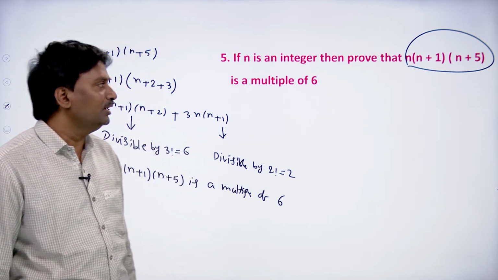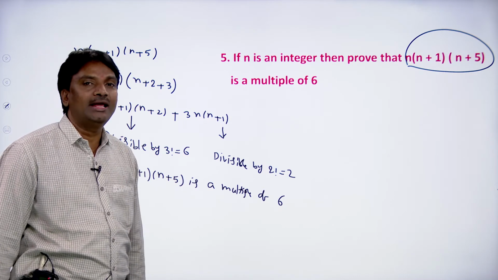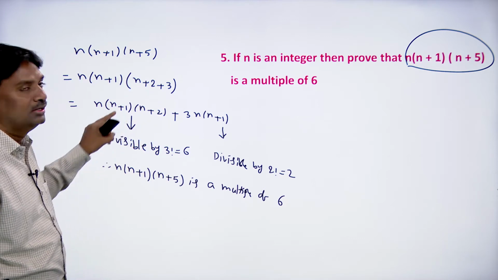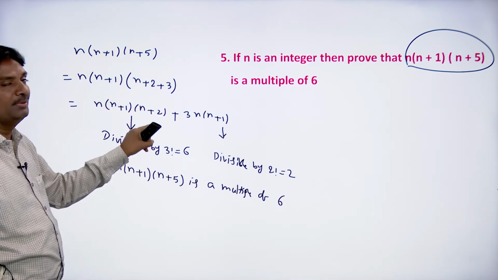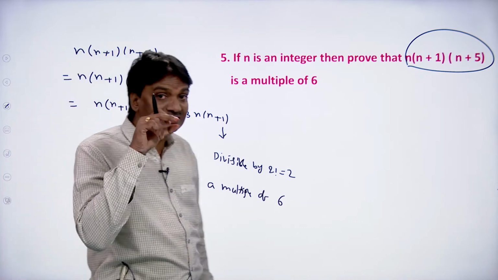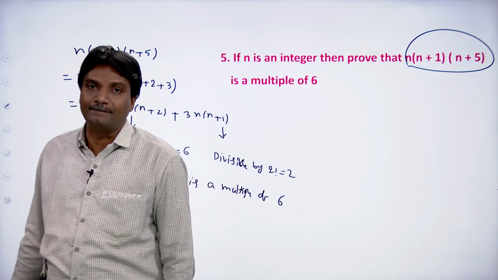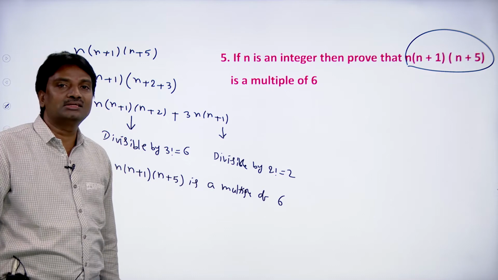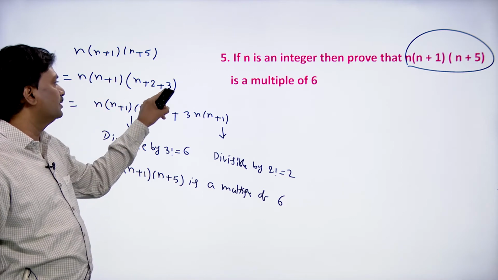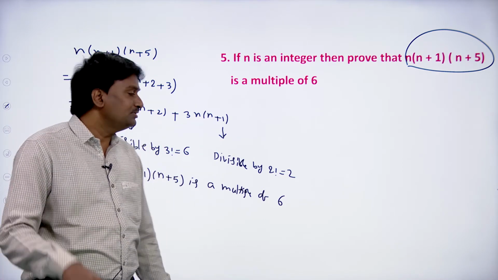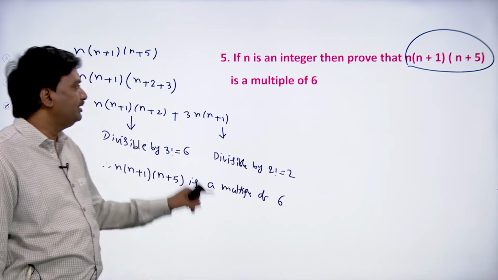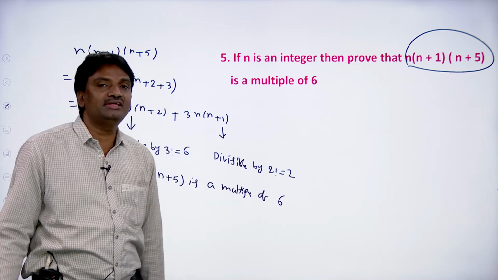A multiple of 6 means we have to show n into n plus 1 into n plus 5 is divisible by 6. Let us write 5 as 2 plus 3. By separating, you get n into n plus 1 into n plus 2, plus 3 into n plus 1, where n into n plus 1 into n plus 2 is the product of three consecutive natural numbers. The product of three consecutive natural numbers is always divisible by 3 factorial, that is 6. Next, 3 into n into n plus 1 is divisible by 2. So this is 6 and this is 2, so we can say n into n plus 1 into n plus 5 is a multiple of 6.